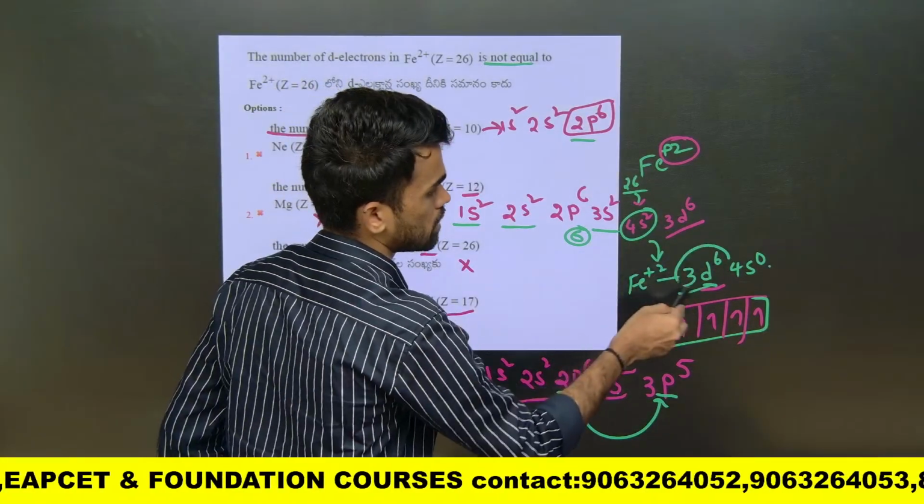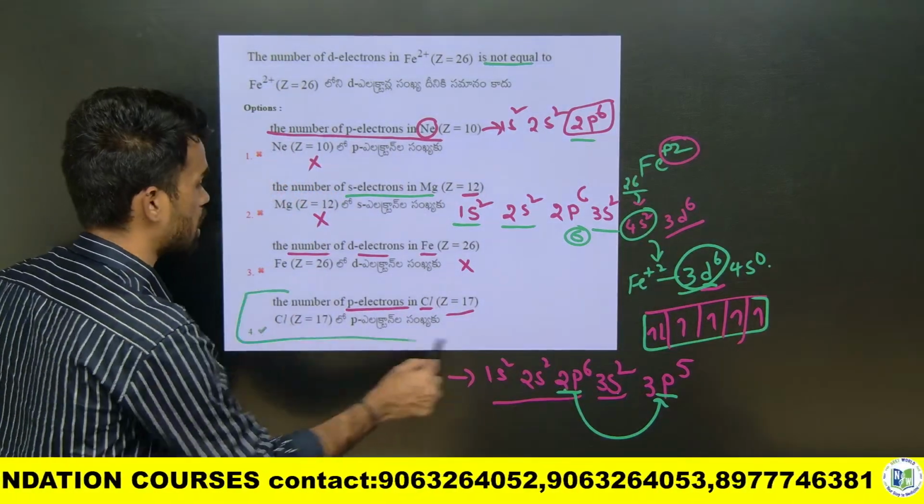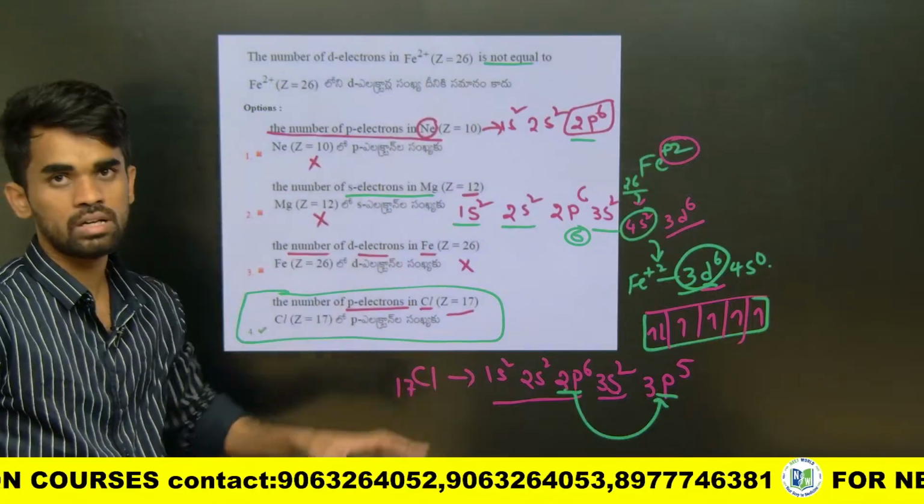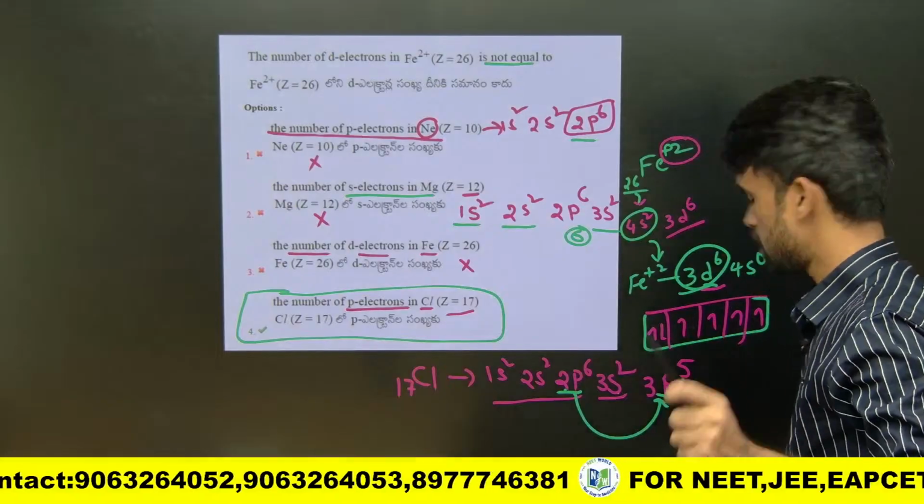But in D how many are there? Only 6 are there. So these are not equal now. So it means you need to choose this as the answer, because they are asking about not equal, means the fourth option is the perfect answer for this. Hope it is clear now, right? Now let us move further.